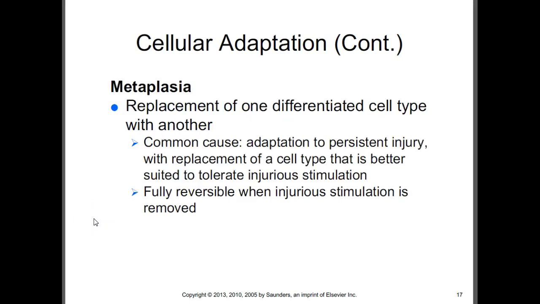All right, and then metaplasia, replacement of one cell type with another, right? Fully reversible when injurious stimulation is removed. Okay, so metaplasia can reverse. Remember when I told you about the smoking, it can be reversed.